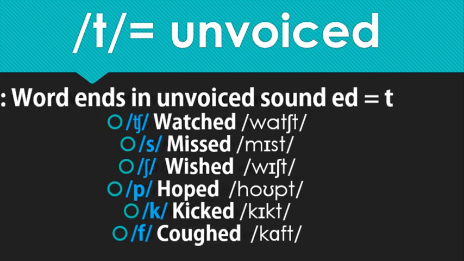coughed. Now keep in mind that coughed has a very irregular spelling. O-U-G-H has many different pronunciations, but in this case the GH has an F sound. F is an unvoiced consonant, so it will take the T sound.